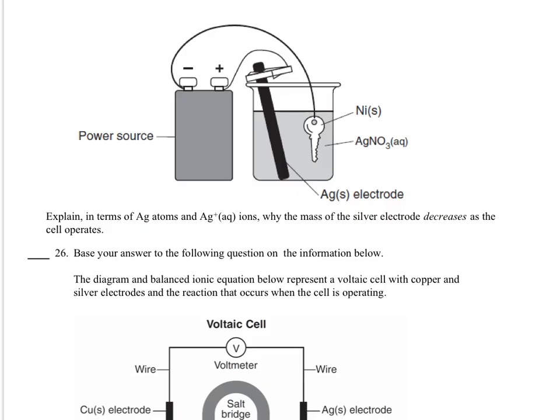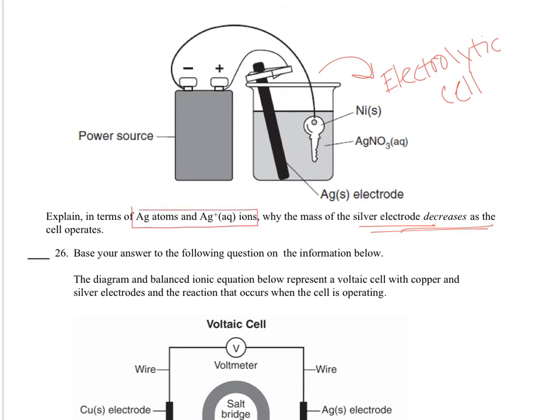This is a very similar question to the previous one that asked about the electrode decrease, and the answer is very similar. The reason it's on here as well is because this is no longer a voltaic cell. This is an electrolytic cell, and so that makes it operate just a little bit differently. So in terms of Ag and Ag+ ions, meaning I have to specifically talk about them, why does the mass of the silver electrode decrease?